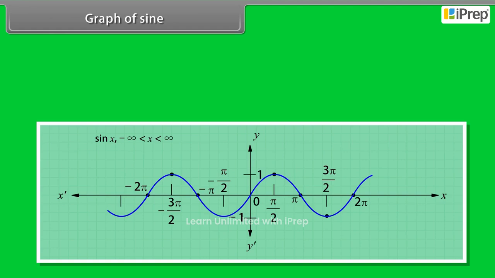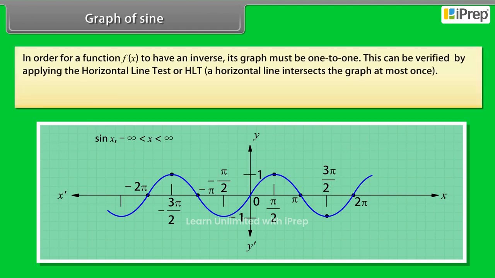This is the graph of f of x equals sine x. In order for a function f of x to have an inverse, its graph must be one-to-one. This can be verified by applying the horizontal line test, or HLT. A horizontal line intersects the graph at most once. Clearly, the graph of sine x fails this test. So, how do we define the inverse of sine x?